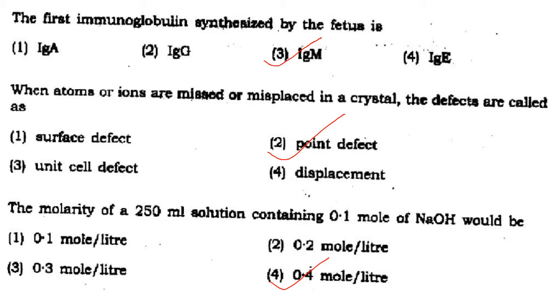The molarity of a 250 ml solution containing 0.1 mole of NaOH would be. Now molarity can be written as 1000 into N, where N is the number of moles, divided by volume in ml. That will give you the number of moles per liter. Substituting in the formula, 1000 into number of moles 0.1 divided by 250, we get 1 by 25, that is 0.4 moles per liter.